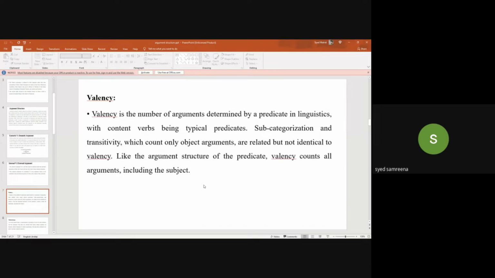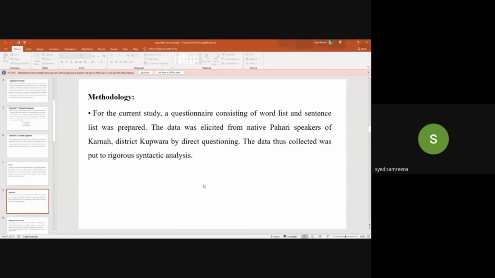Valency. Valency is the number of arguments determined by a predicate in linguistics, with content verbs being typical predicates. Subcategorization and transitivity, which count only object arguments, are related but not identical to valency. Like the argument structure of a predicate, valency counts all arguments including the subject.